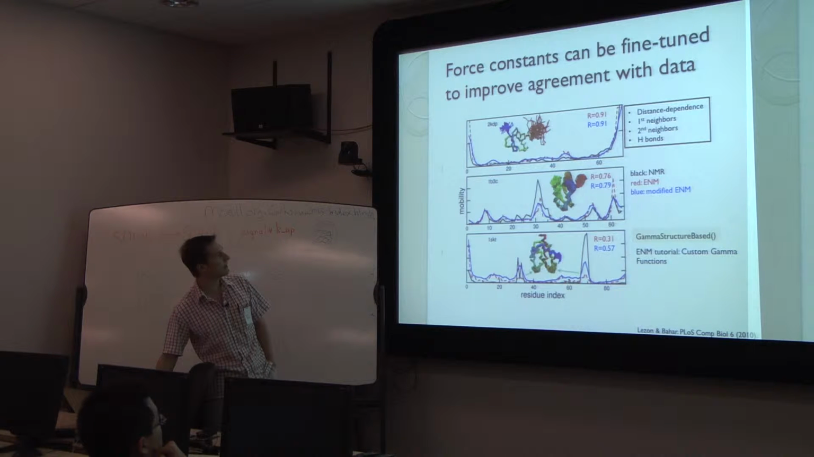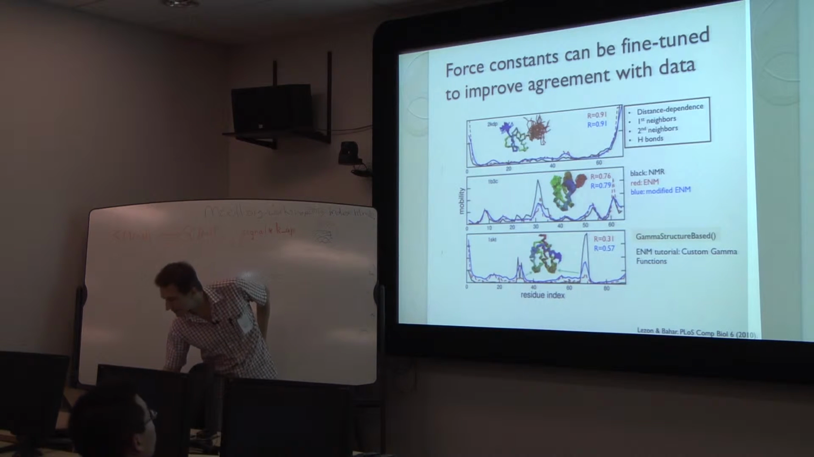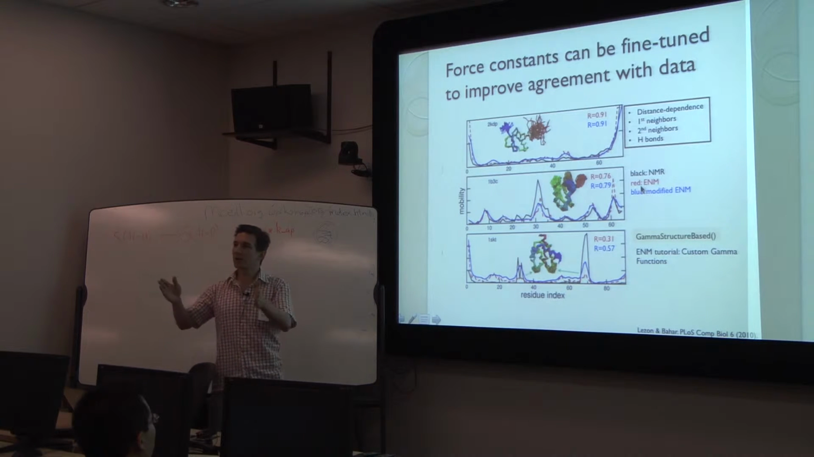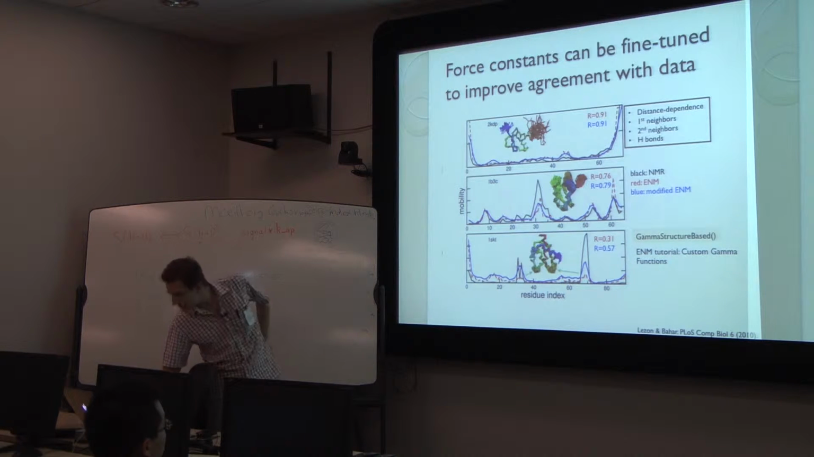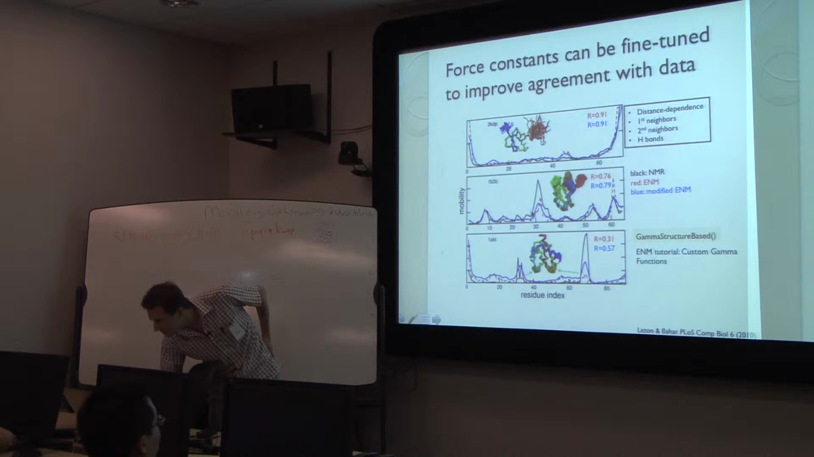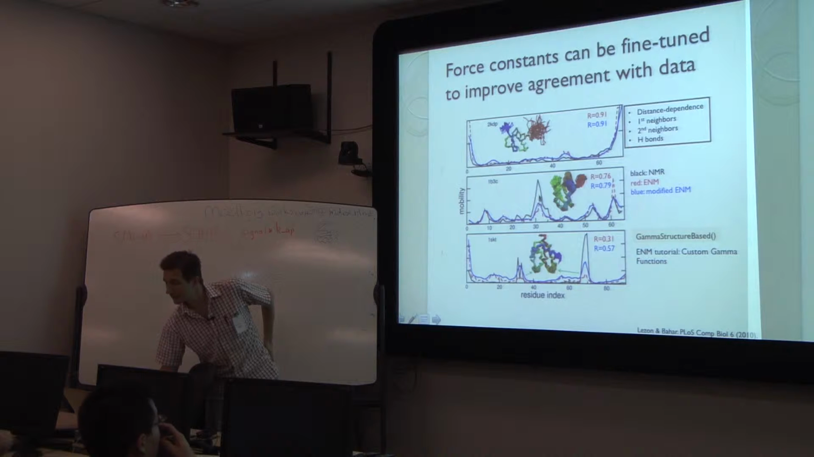And what we can see is the black line. I'll look at this middle one. The black line shows what we find from the NMR structures, right? And we can see that there's this large peak, for example, right here, where there's a lot of mobility. And the red line is showing what we would get just by using some cutoff and a uniform force constant. And we can see that we don't get quite the same peak at this area, and we get a larger peak at this area.